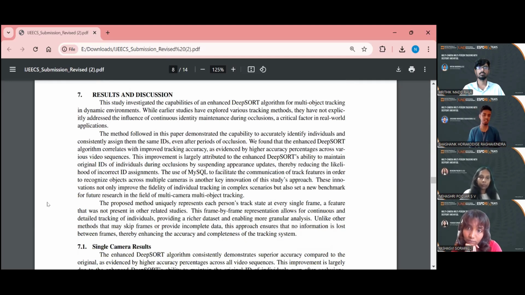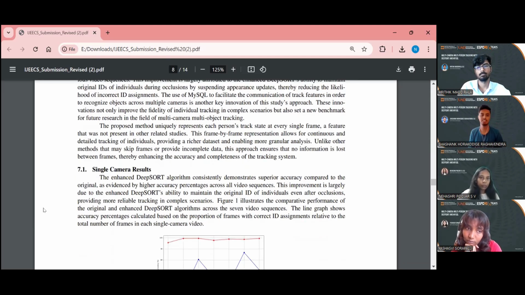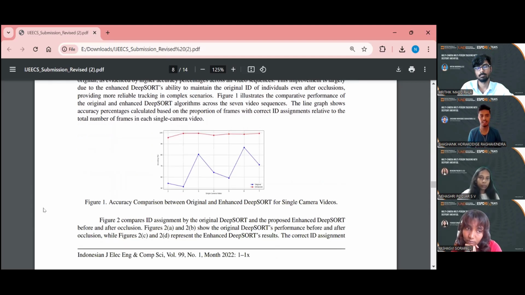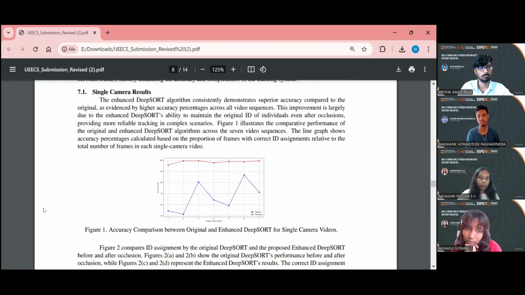So the first three paragraphs of this section describe what we've mainly worked on, what improvements we've made to existing studies, and what limitations there are which can be further explored in future studies. So the innovations, as I explained before, are stopping of visual feature updates to ensure proper identity matches, and also MySQL has been added.